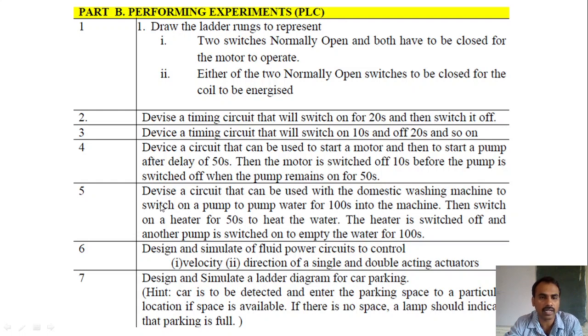Here is one such timer experiment which is used in a domestic washing machine, and then fluid control using PLC, that is we are going to control the velocity and the direction of single acting and double acting actuators or cylinders. And the next is an application level program, that is, design and simulate a ladder diagram for car parking. So these are the things which you are going to see in the next few sessions.